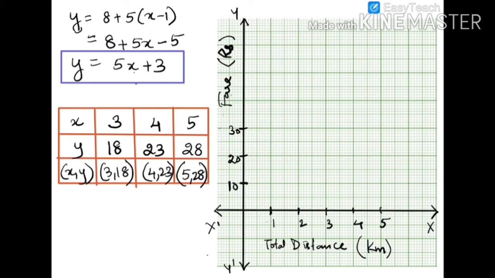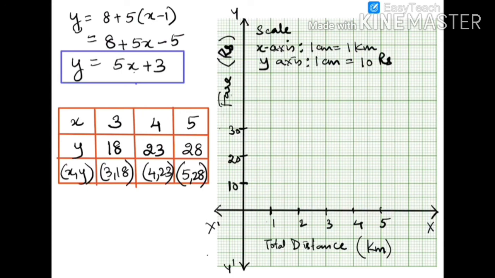Before you start plotting, you have to write down the scale that you have chosen for x-axis and y-axis. Now you must write down the scale on the top right corner, but I am writing on the left side because this part will be covered with watermark. So on x-axis, 1 centimeter represents 1 kilometer, and on the y-axis, 1 centimeter represents 10 rupees.